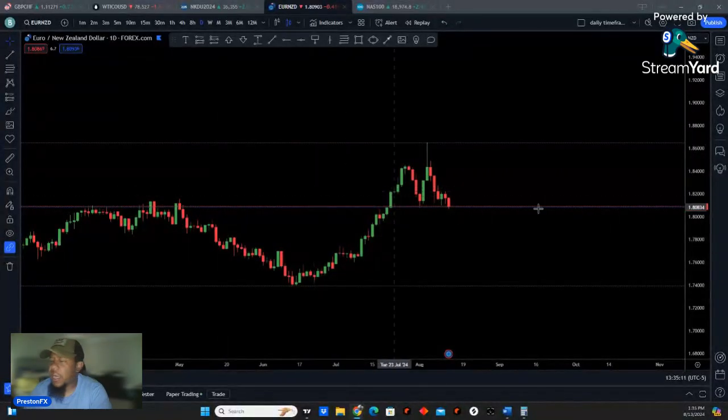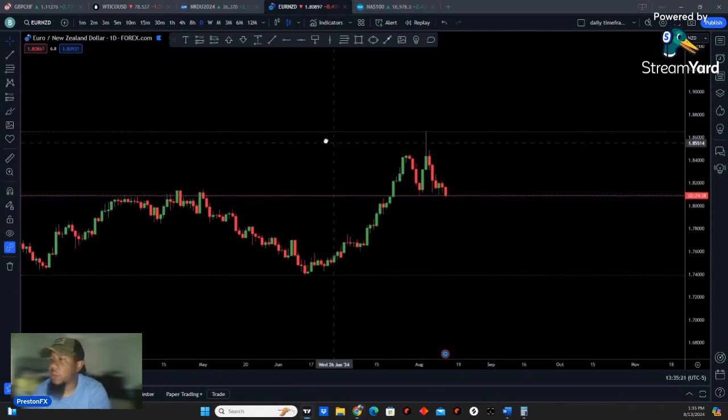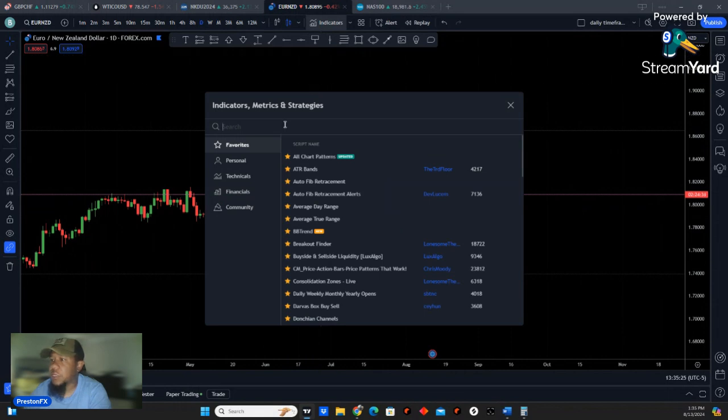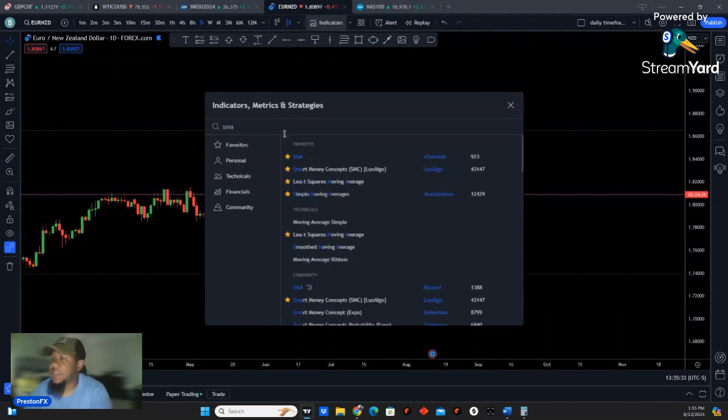Pull this up. All right, so I got this blank chart up here. I've had a few questions about support and resistance and what indicators I use. So first and foremost, we're gonna go to indicators up here, right? And we're gonna type in SMA. All right, we're gonna go down to simple moving average.